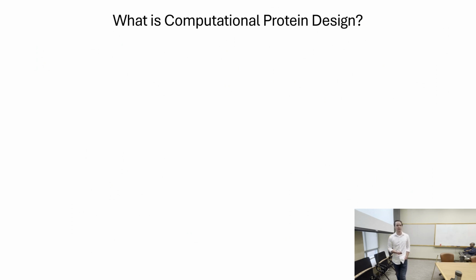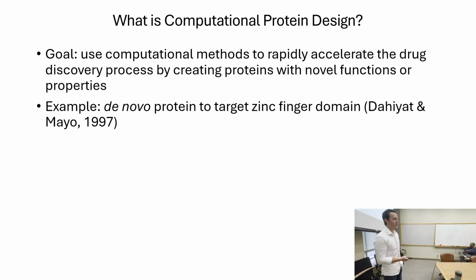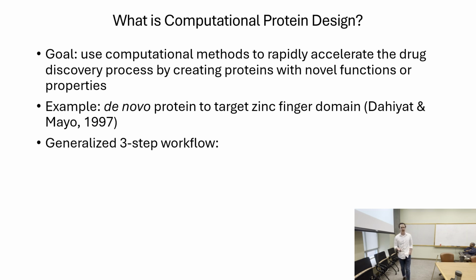So what is computational protein design? Generally, it's the use of in silico methods to design proteins with novel functions or properties. One of the earliest and my personal favorite examples of this is from 1997, where a completely rigid model de novo design protein was developed to target a zinc finger domain. So everybody has their favorite way to do computational protein design. It wouldn't be possible to talk about all of them in a quick 30 to 40 minute lecture.